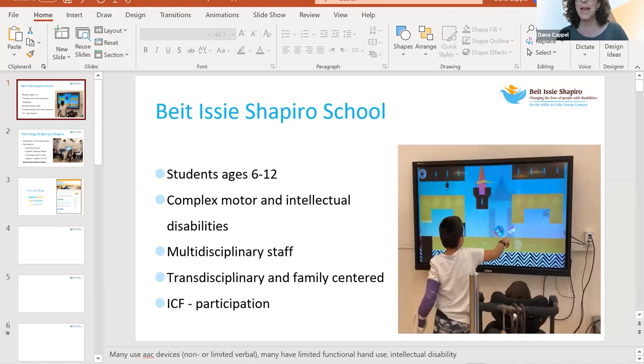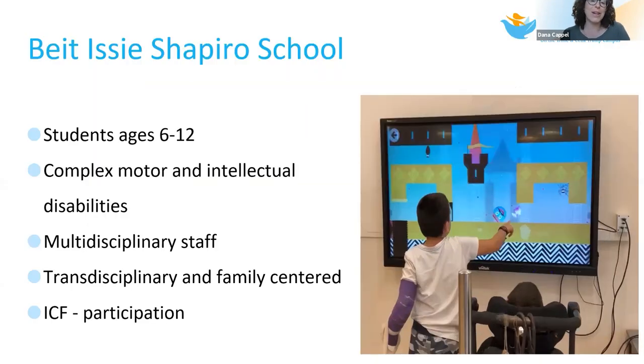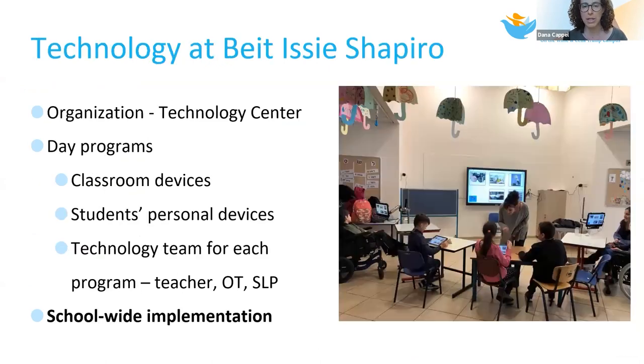Okay, so as Rachel said, I also work at Beit Izzi Shapiro in the technology center and in the school. So I'm going to expand a little bit about the school. Our students are ages 6 to 12, and they all have complex motor and some degree of intellectual disability between mild to moderate. And like the other programs, multidisciplinary staff, and we work in a transdisciplinary way with a big emphasis on participation. But about technology first.